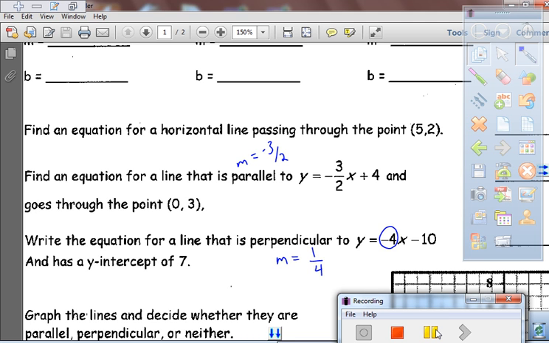You'll have to remember those rules for number 11 on the back side of the worksheet. Remember, parallel means the same, and perpendicular means negative reciprocal.